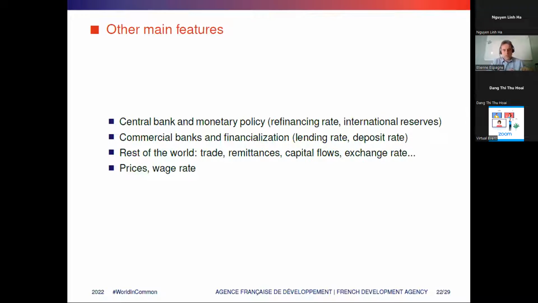And for the rest of the world, the relation goes through different variables. So trade, of course, but also remittances from the rest of the world. You also have capital flows and the exchange rate, which could eventually play an important role, but in Vietnam it's very controlled via central bank policies. Then you have price equations and the wage rates that of course play a key role in the dynamics of the model.